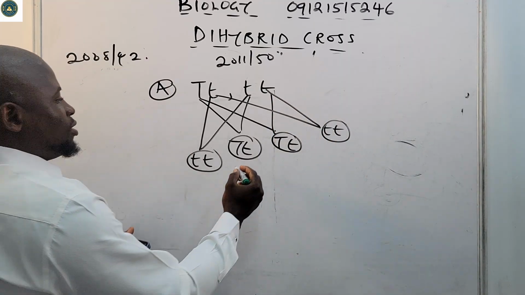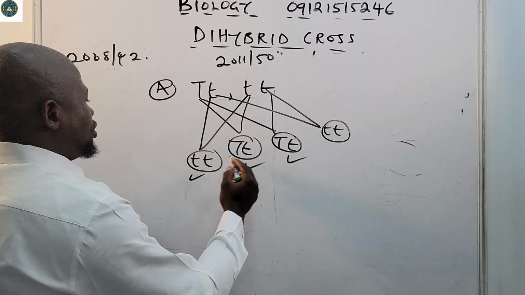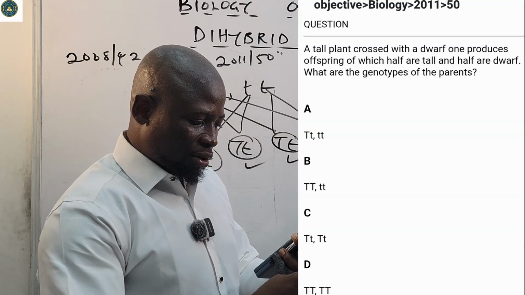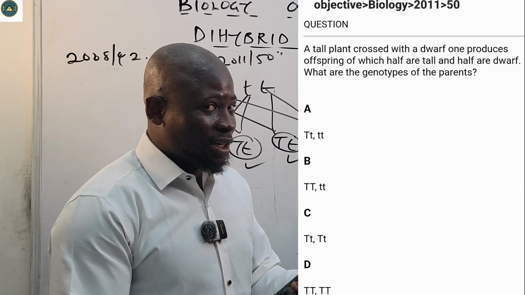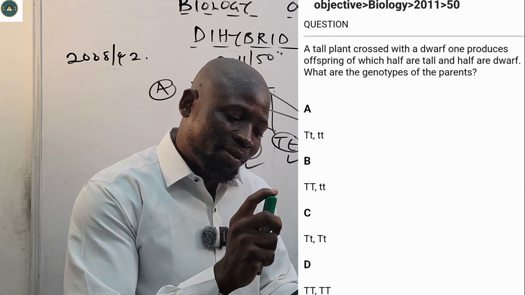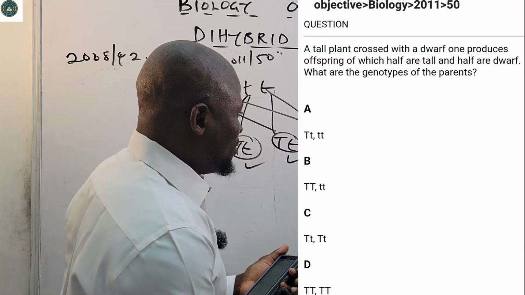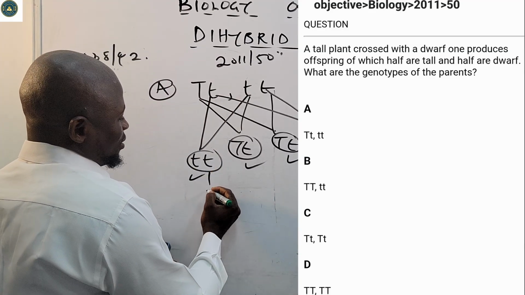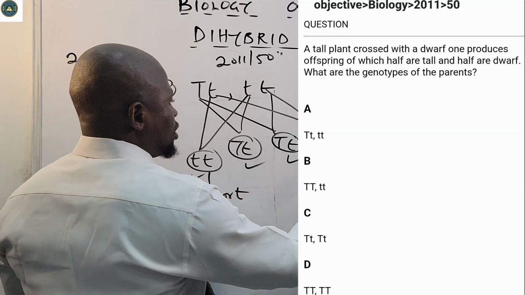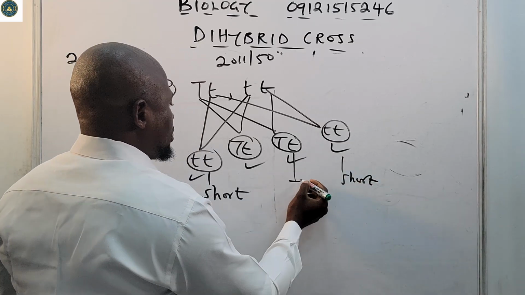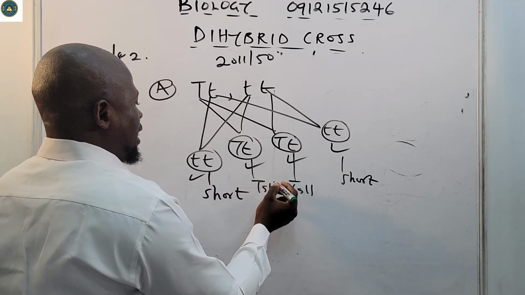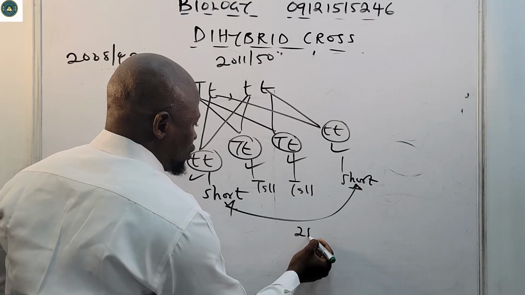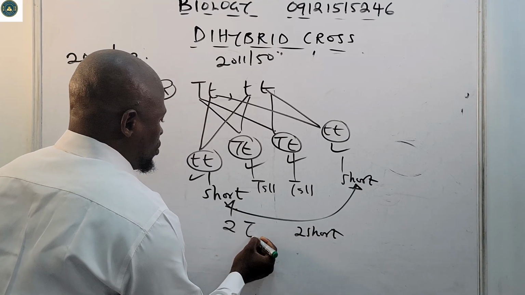Now, if you look very well, is this one tall? Yes. Is this one tall? Yes. Is this one short? Yes. Is this one short? Yes. They say, what are the genotypes of the parents? Since option A has already given us our answer, because we're told that half were tall and half were dwarf, among the four offspring, the first one here is short, this one is short, this one is tall, this one is tall. So obviously we are getting our answer. Half of them among the four, two are short and two are tall.